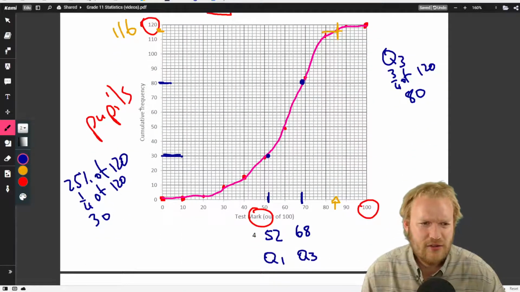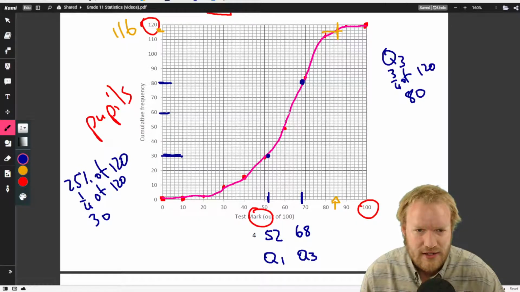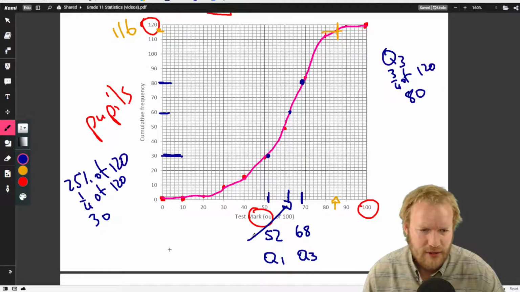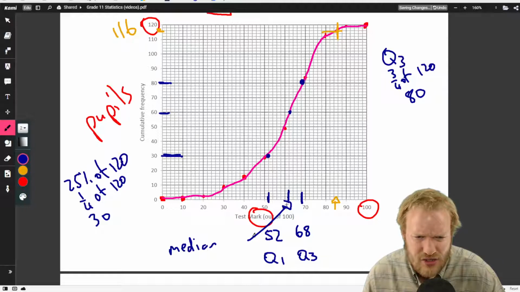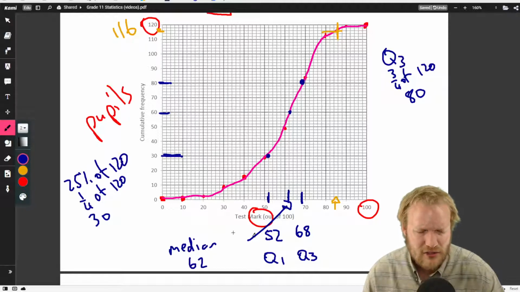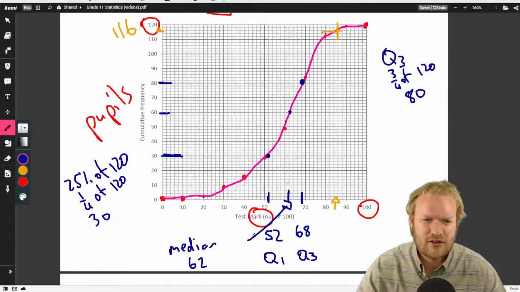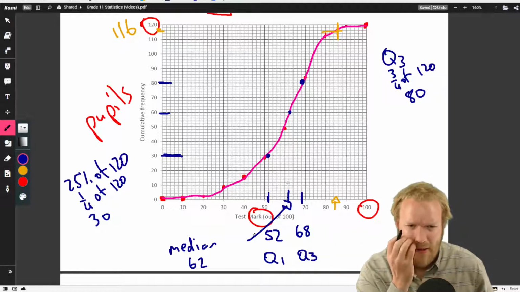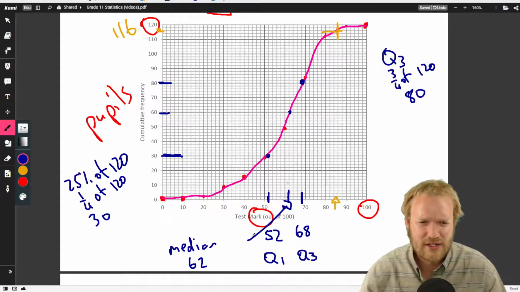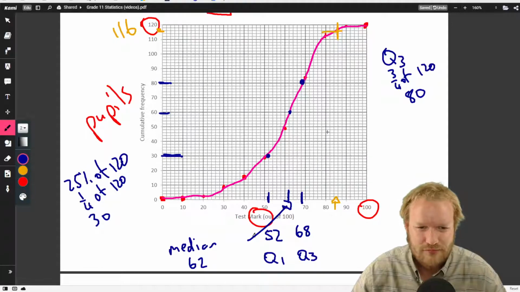68. And our median, well, 60 into the data, we can read across here and see, well, 60 into the data, I read on my graph to be about there. So this bit here, we can say that's our median. And our median sitting, where's that? 62, give or take. So 62 is the median mark, because half the pupils got less than 62 and half of them got greater than 62. Well, maybe somebody got 62. Okay, there we go.